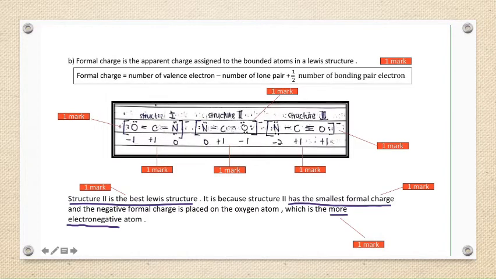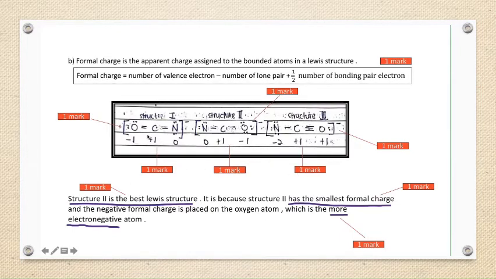Okay, and then draw the suitable structures for the OCN ion. So this is the first structure, second structure and third structure. Each structure has a different formal charge for each element, as stated in the video. For each drawing of each structure, 1 mark is given. So for structure 1, 1 mark is given, structure 2, 1 mark is given, and structure 3, 1 mark is given. And then state the formal charge of each element in each structure. So 1 mark is given for each structure as stated in the video.